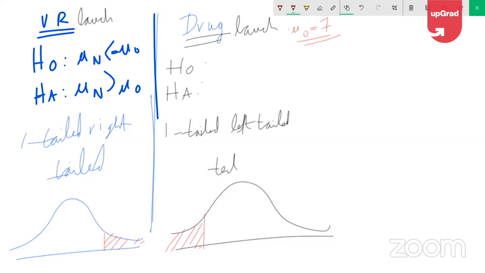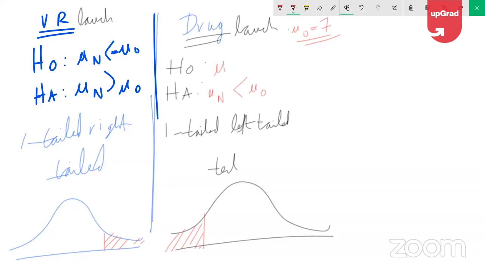Will my new drug do anything substantially better? So the previous question was, will VR increase the value substantially? Now the question is, better means, will my new drug have a lesser cure time? Now the question I'm actually asking is, will my new mean be substantially less than my old mean? So the question is slightly different, as you can see right now.